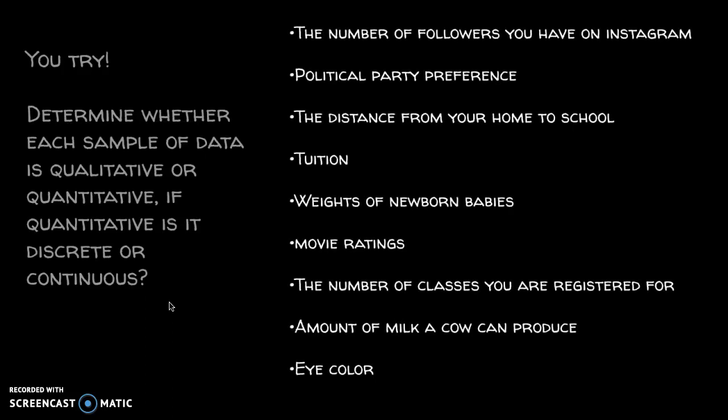So determine whether each sample of data is qualitative or quantitative. So if it's quantitative, let's further classify it as discrete or continuous. So the number of followers you have on Instagram, that would be quantitative. And it's discrete because you're not going to have a decimal number of followers. You're going to have 100 followers or 125 followers. You're not going to have 125.7 followers.